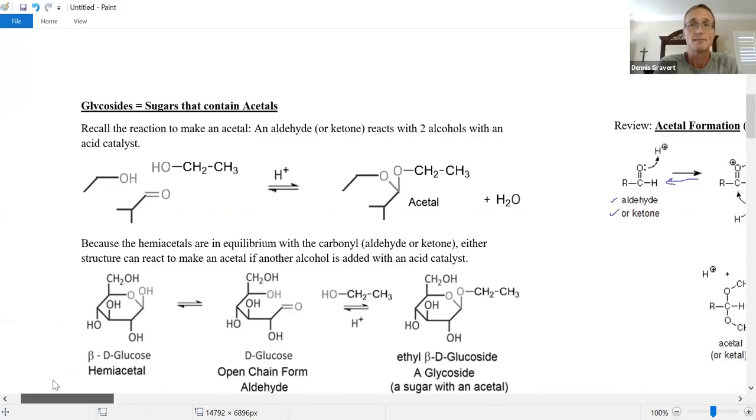So here it is again, just drawn a little differently. Here's my aldehyde, here are two alcohols. They're actually the same alcohol, just drawn differently, right? Two carbons here, two carbons there, same alcohol. So you react aldehyde or ketone, two alcohol groups with acid catalysts, you form the acetal linkage.